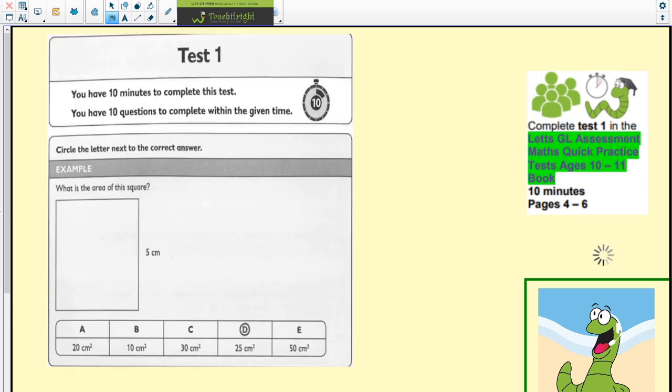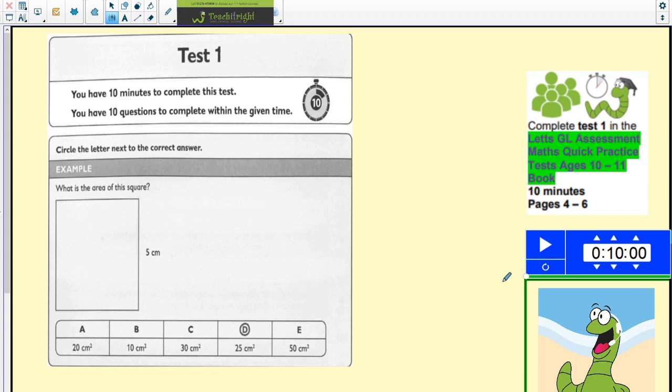Again, this is Test 1, 10 minutes. I'm going to start the timer, but you're going to need a timer yourself, because you have to pause my video and then come back to me so we can go through the answers together. I will briefly go through the example now because it's there.